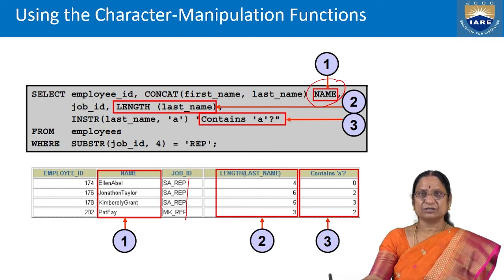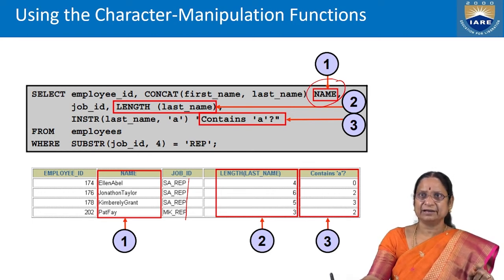Name was changed: the last name and first name were concatenated, and the heading was given as name. You observe in the first one. And what is the second one? Length. The length of the name was displayed here. That means last name only. The length of the last name only, not the concatenated name.